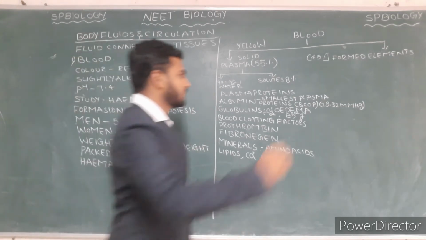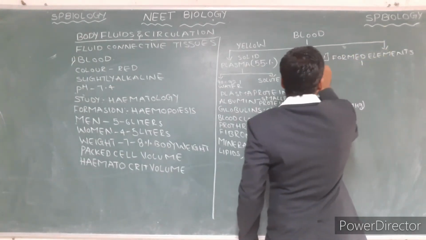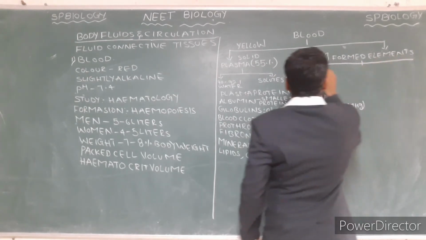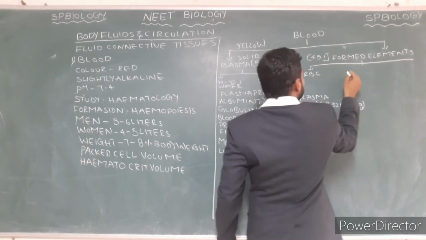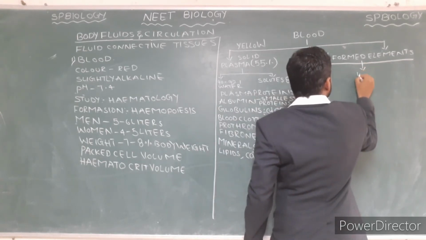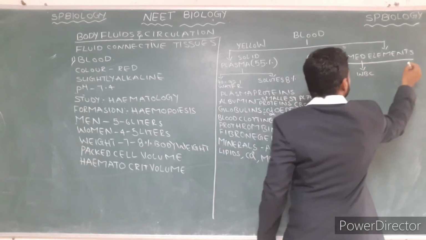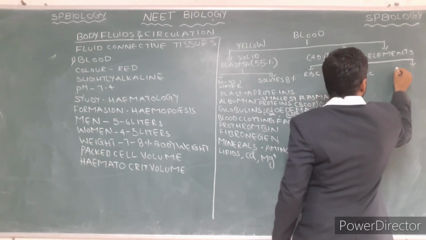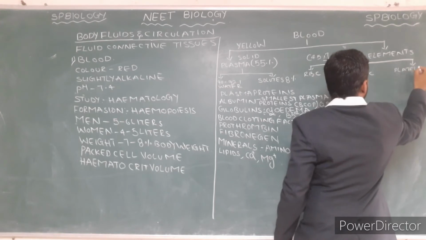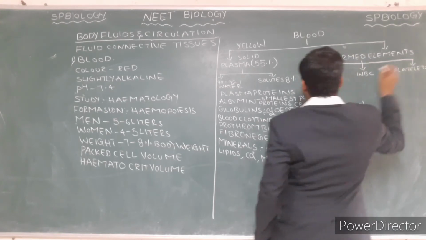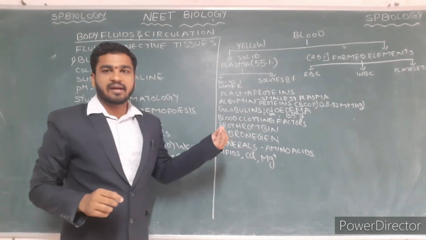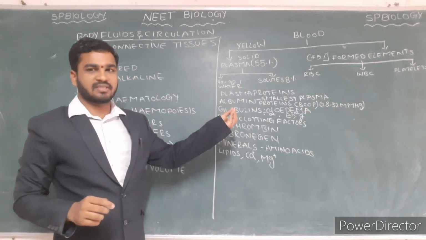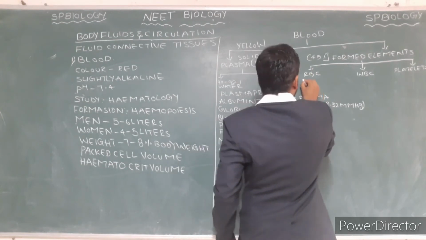Formed elements in blood are red blood cells or erythrocytes, white blood cells or leukocytes, and platelets. Mainly we discuss RBC, red blood cells, erythrocytes.